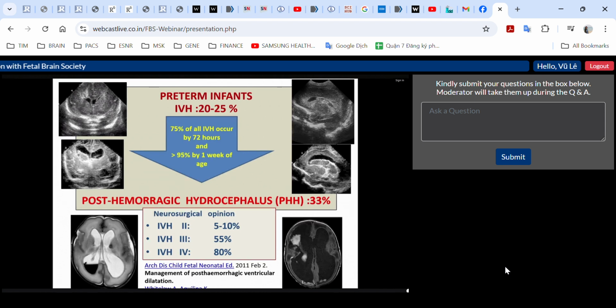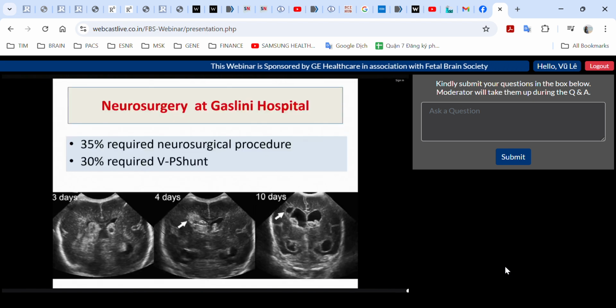About 33% of preterm infants can develop post-hemorrhagic hydrocephalus, and it obviously depends on the severity of the bleeding, neurosurgical management, or further extension. In our experience, in fact, 35% of newborns require a neurosurgical procedure, of which 35% require a definitive ventricular peritoneal shunt.